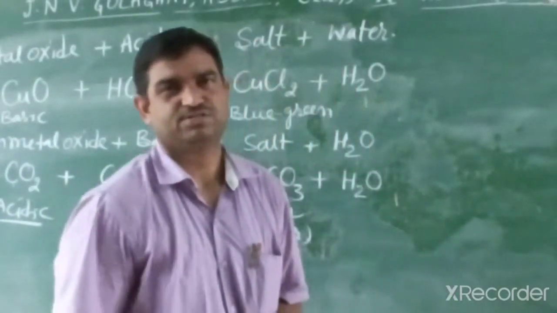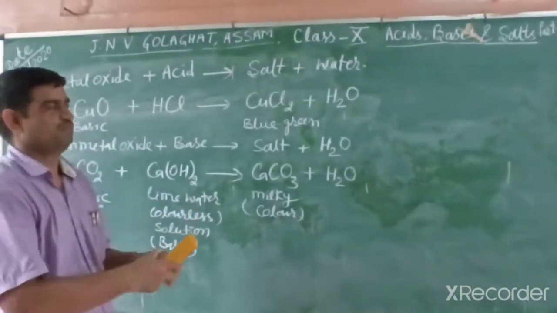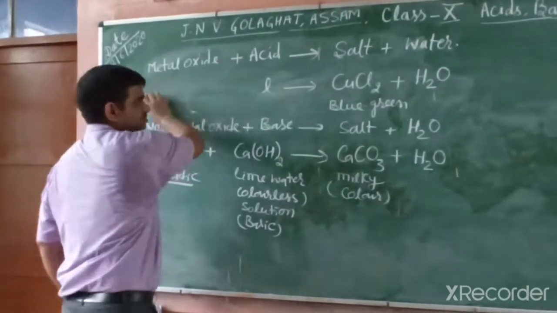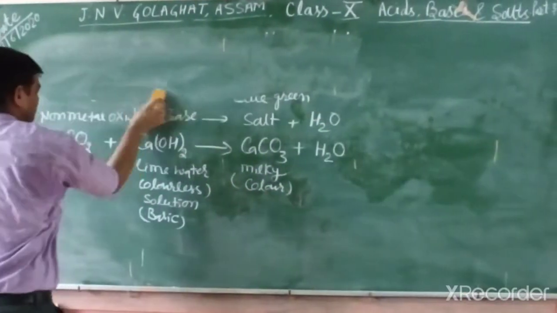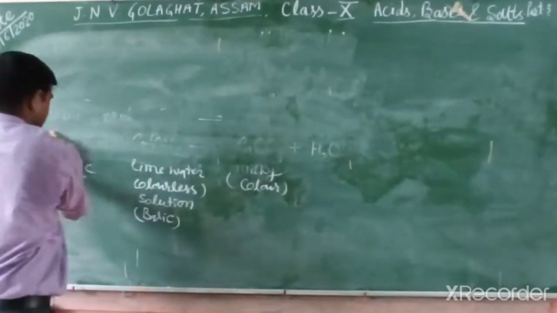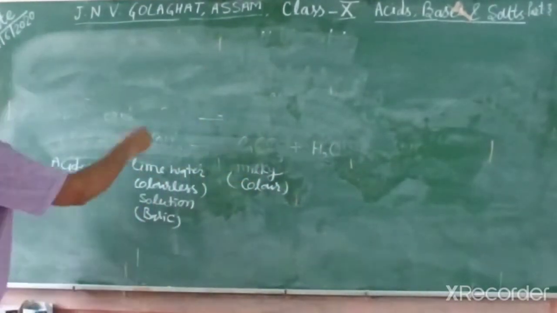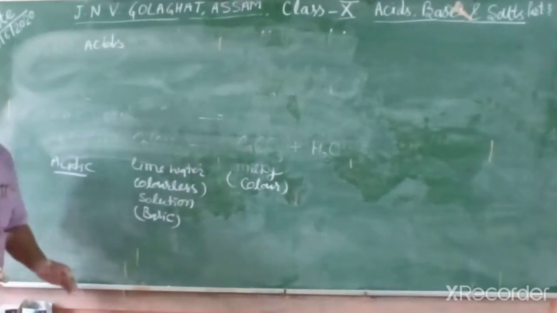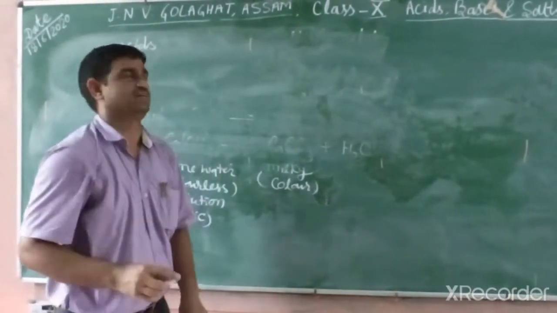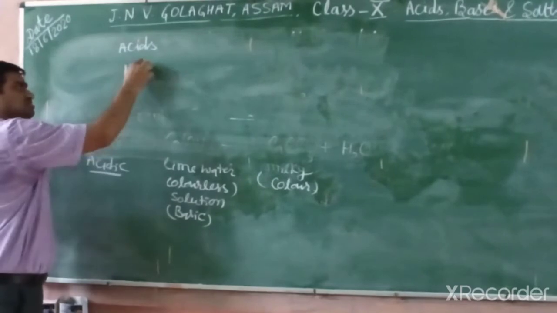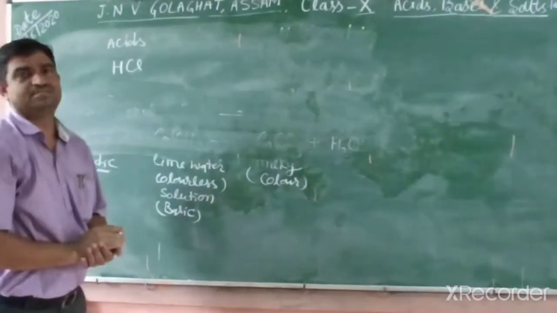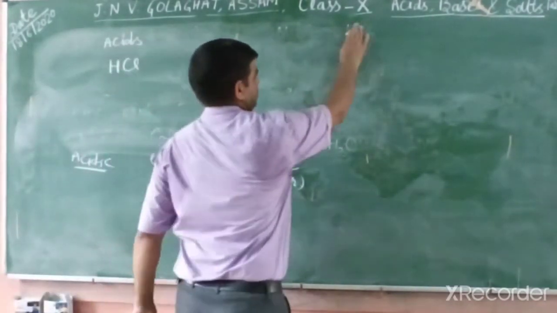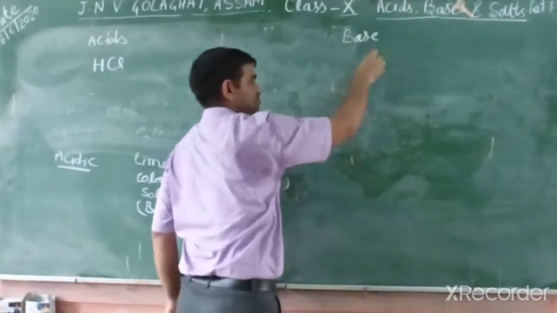Further, in the next topic, what is common between acids and bases? In acids, all the acids have a common ion. That ion is the hydrogen ion, as in HCl. All acids generally have hydrogen ions, and all bases have a common ion, that is the hydroxyl ion.